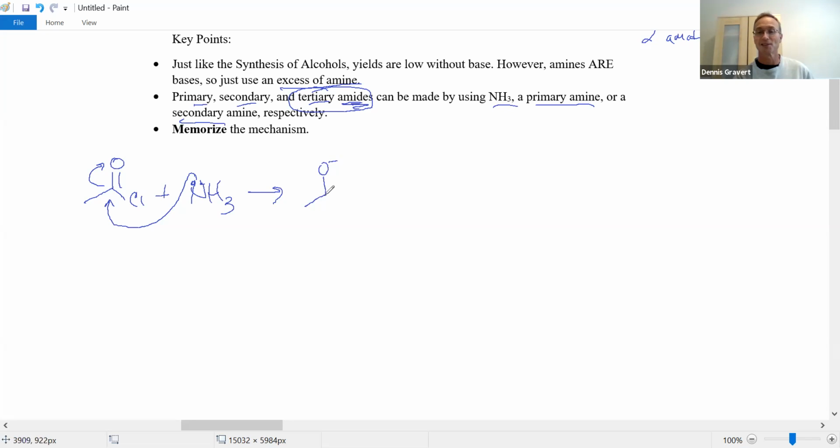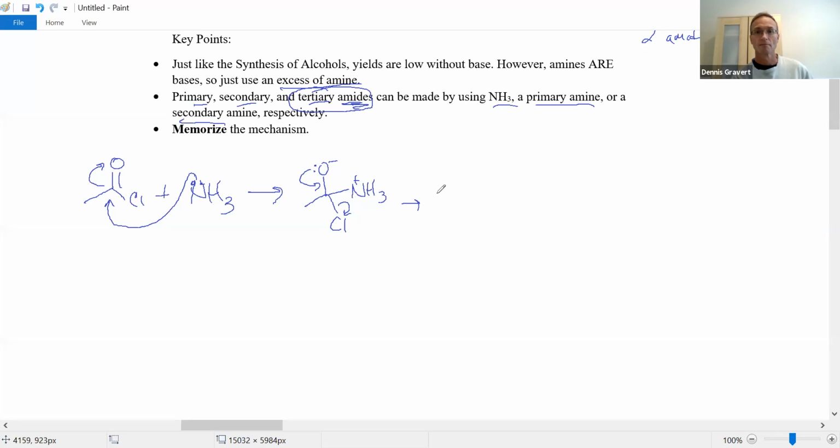We get our tetrahedral intermediate again. Pi bond, you come back down. And kick out carbon? No. Makes a strong base. Kick out the ammonia? Yes, that can happen. It can reverse. But it's a better idea to kick out the chloride.